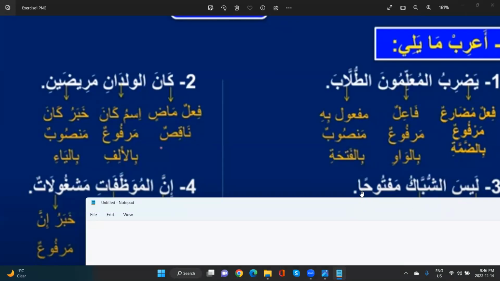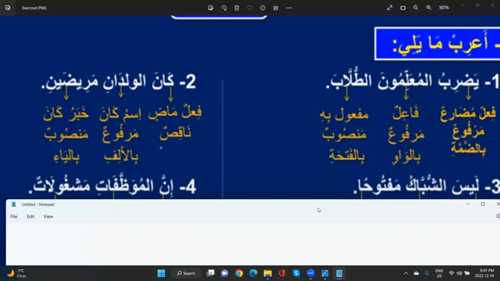Actually, it can be maf'ul, right? Because when you see laysa, remember, it's like kana or inna wa akhwatuha. So this is ismu laysa and this is khabru laysa. Now khabru laysa will be nasab, from the mansubat. And this is maftuhan. Is it singular or plural? It is singular, right? Maftuhan, no window is open.